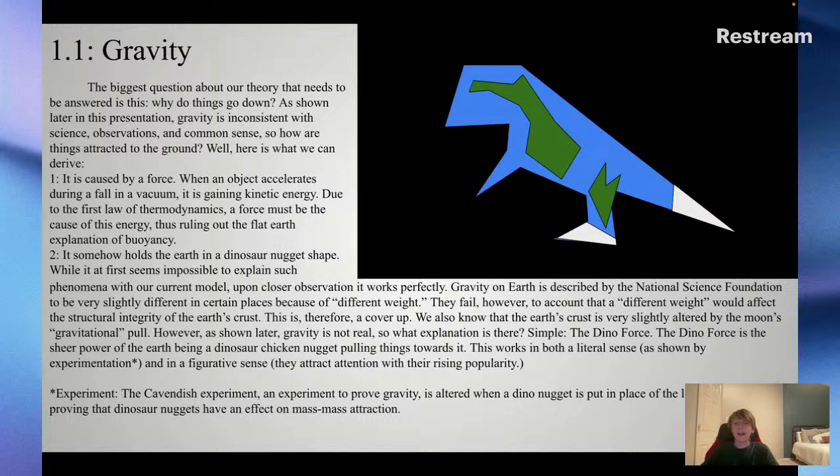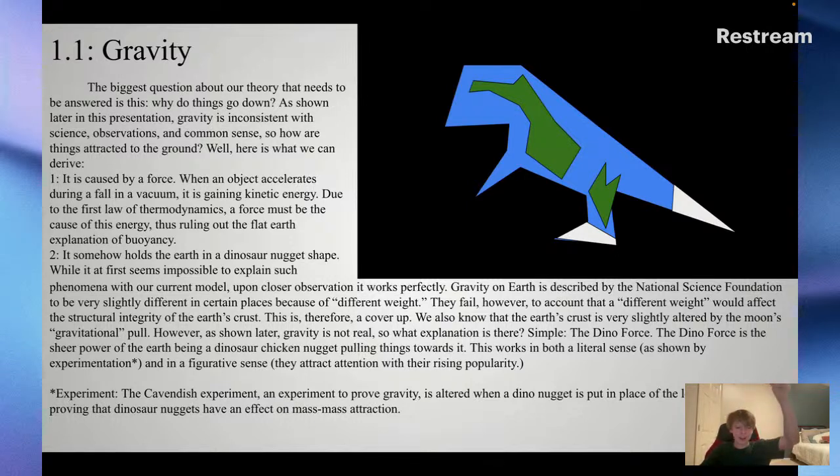Well, here's what we can derive. 1, it is caused by a force. When an object accelerates during a fall in a vacuum, it is gaining kinetic energy. Due to the first law of thermodynamics, a force must be the cause of this energy, thus ruling out the flat Earth explanation of buoyancy.